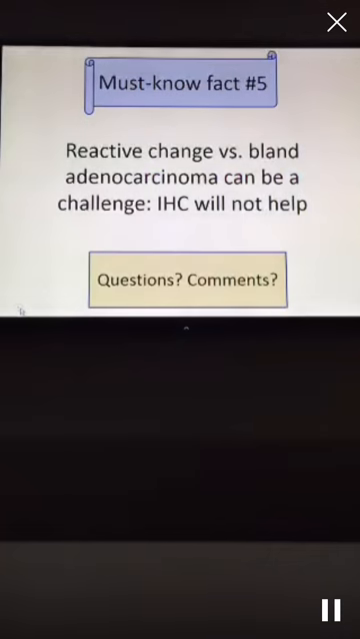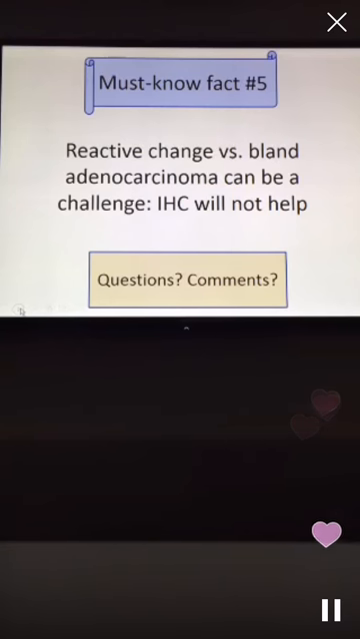All right, next. So this is my conclusion of this, that reactive change versus bland adenocarcinoma is a thing all of you will face. You will face cases like this where you're trying to decide something is benign or malignant, and the features that I outlined before are helpful features, but these are all H&E features. They are not immunohistochemistry features. And when you are out in practice and you get a difficult case like this, it's probably a good idea to send that out for consultation rather than throw two trays of immunostains on it.